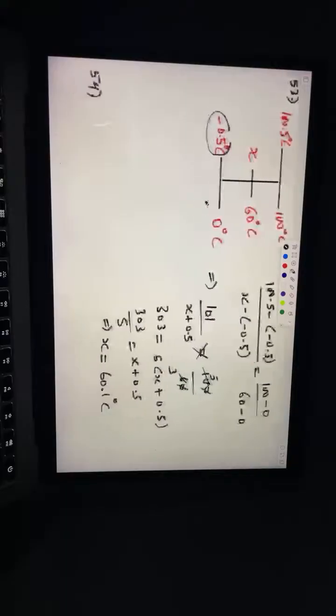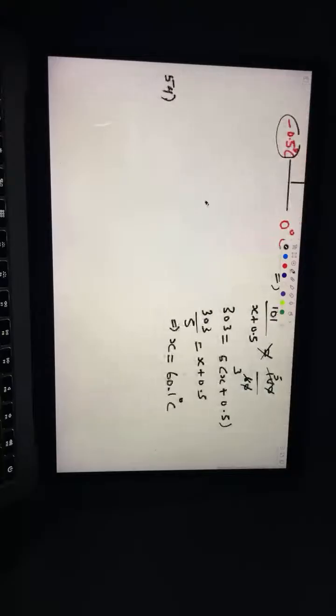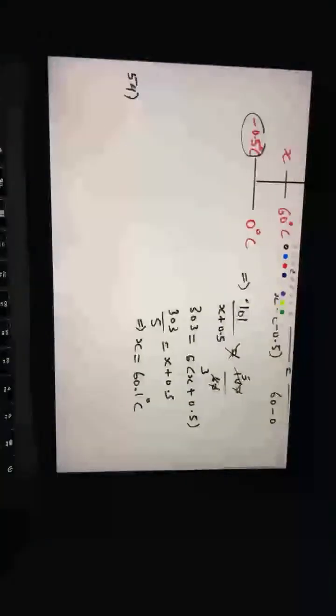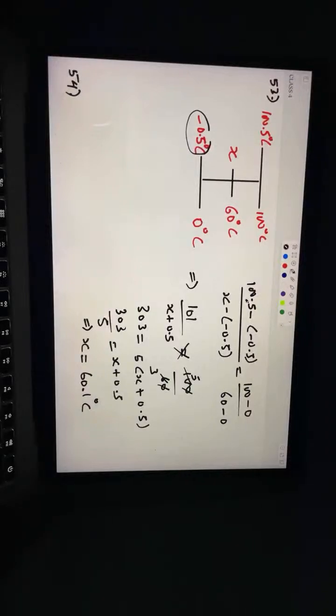Okay, so I think we can move to question 54. So for question 54, in Roman figure 1, if you read the question, it says the thermometer is found to indicate negative 0.5 degrees Celsius at the lower fixed point, and it indicated 100.5 degrees Celsius at the upper fixed point. Then they want us to find what it will indicate when the normal reading is 60 degrees Celsius.